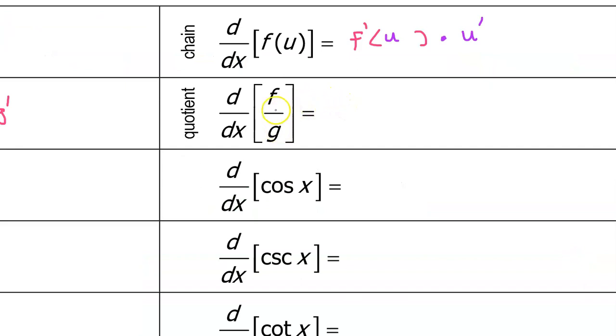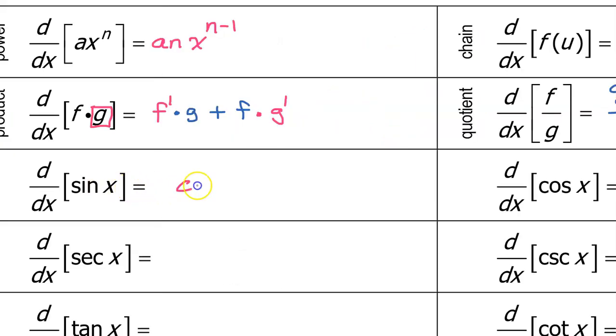So let's see what that means. Low D high. Low is g, and then D high, the derivative of the top part, so that would be f prime. Less means subtraction. And then high, D low. High is the top function. And then D low, the derivative of the bottom function. Draw the line, and down below, the bottom squared will go. The quotient rule.